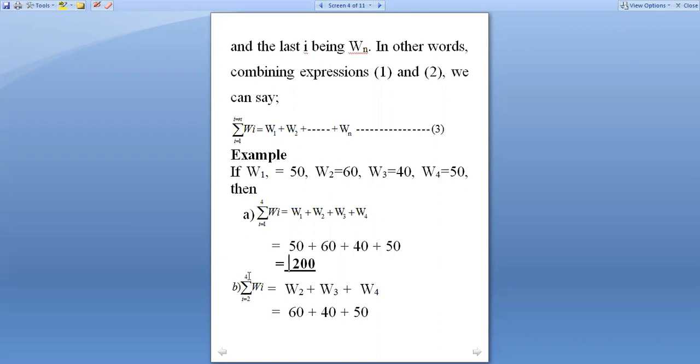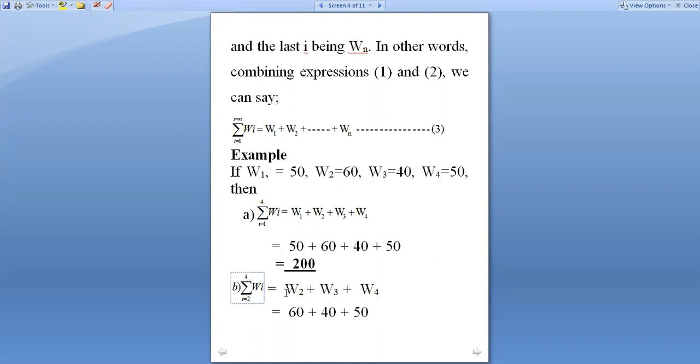But if you are given another expression, which looks like this, sum up Wi, i starting from 2 to 4. Now, these upper and lower limits will start making sense here. They are telling you that not everything is summed. You are going to start from observation 2 and you stop at observation 4. That's why we said it is the lower limit and the upper limit. They tell you the starting point and the stopping point of your summation.